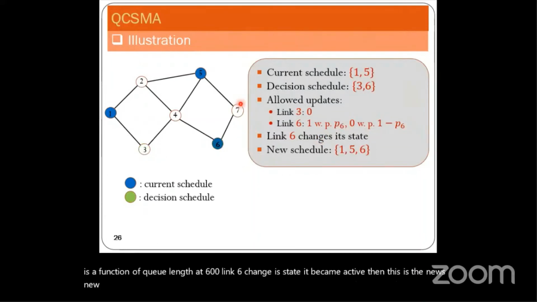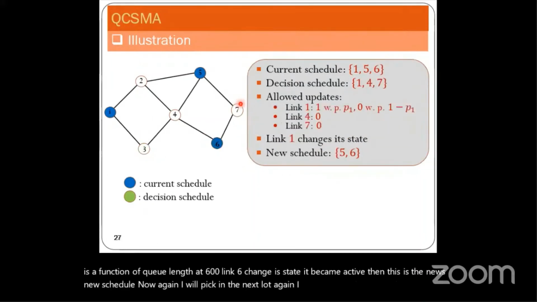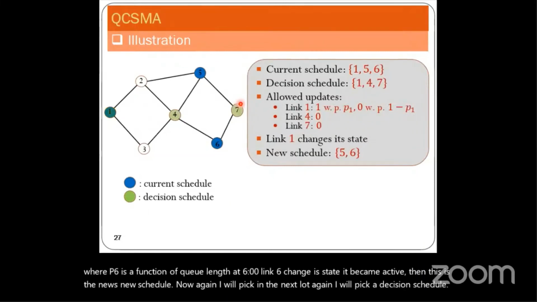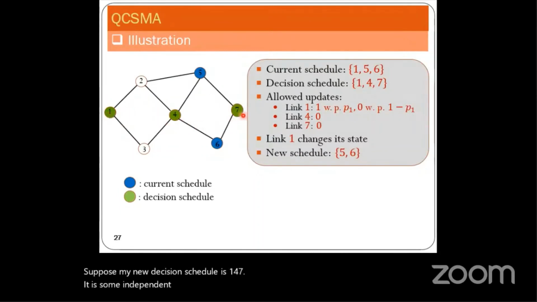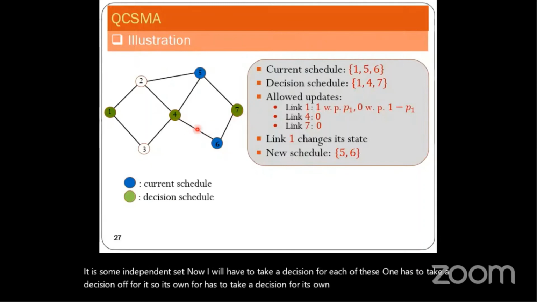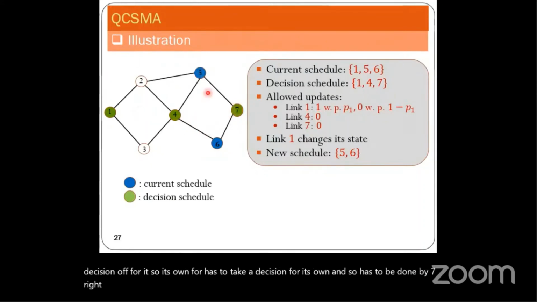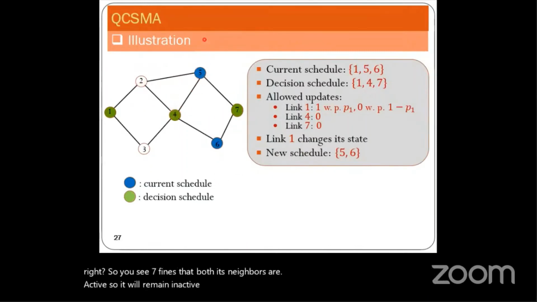Now again, in the next slot, I'll pick a decision schedule. Suppose my new decision schedule is 1, 4, 7. It is some independent set. Now I'll have to take a decision for each of these. 1 has to take a decision for its own, 4 has to take a decision for its own, and so has to be done by 7, right? So you see 7 finds that both its neighbors are active, so it will remain inactive.